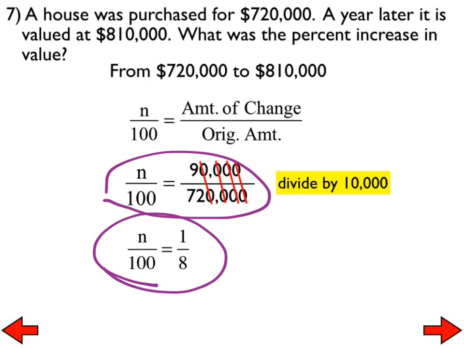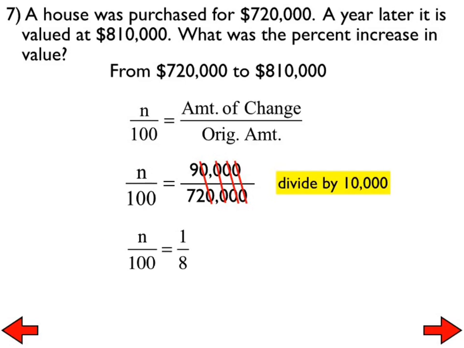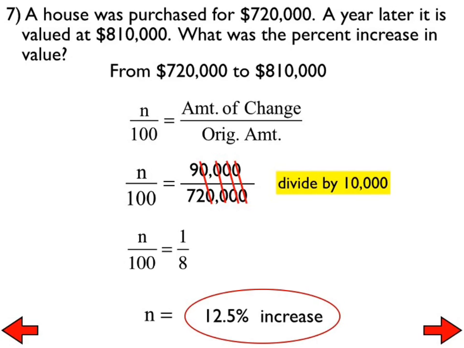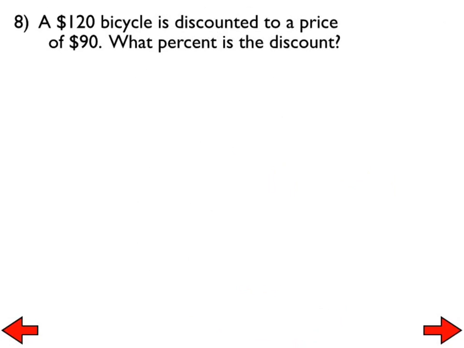So if you had not got to that point, can you go ahead and finish it right now, and then we'll check back in about 45 seconds. So to finish that off, we can multiply both sides by 100, and 100 divided by 8 is 12.5%. So to go from 720,000 to 810,000, that is a change of 12.5%. All right, let's finish this off with number 8. Everybody try number 8, and then we'll compare with our shoulder partner.